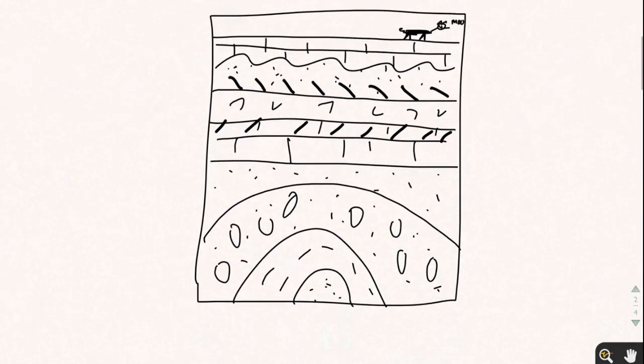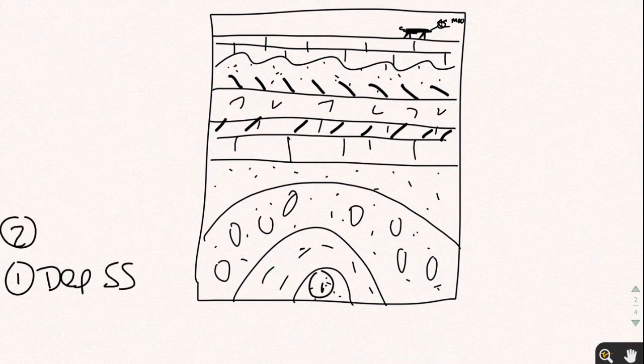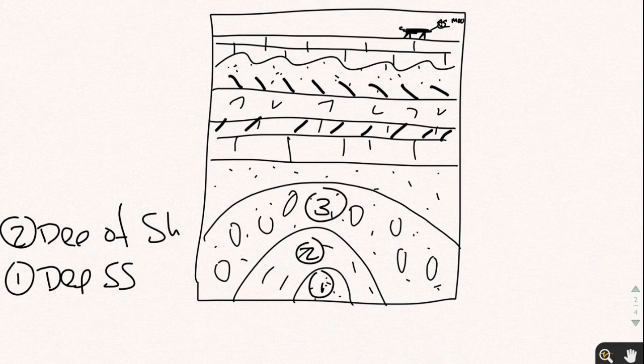In our next diagram, there's a few more things going on. We're going to start at the bottom again. Here we go. Number 1 is going to be the deposition of the sandstone, and that's what this guy is. Number 2 is this. That's the deposition of shale. Number 3 is going to be this conglomerate.